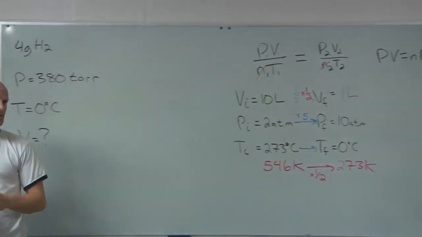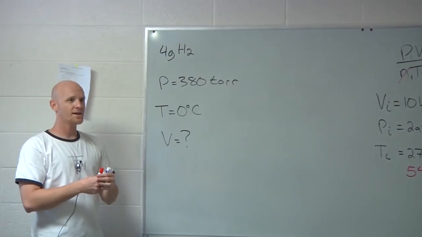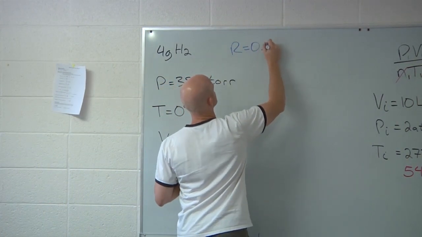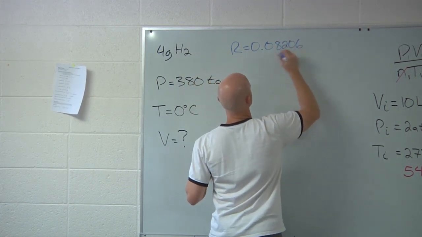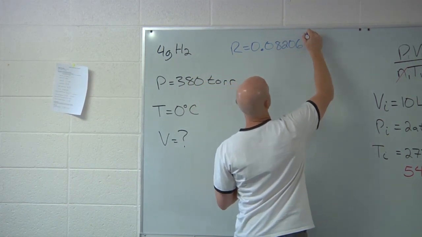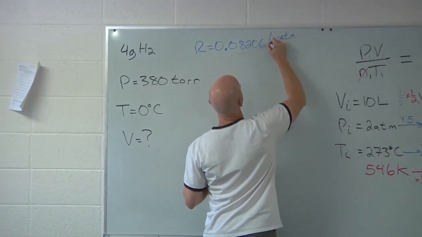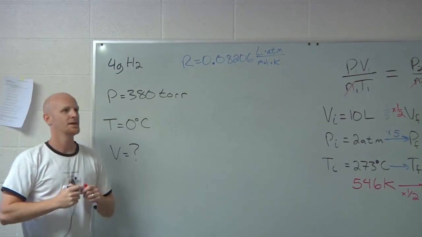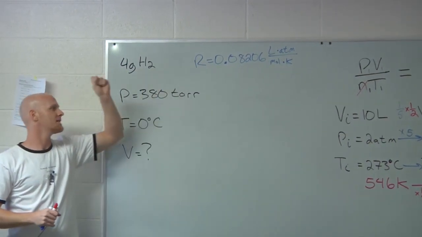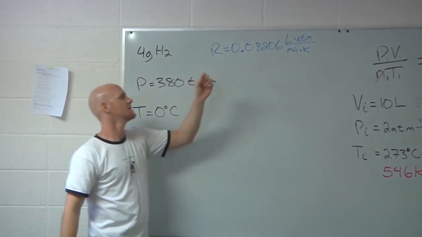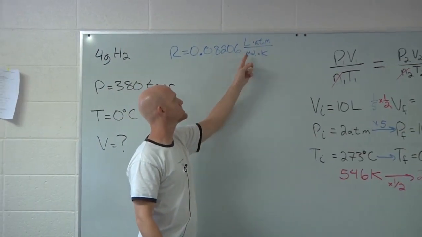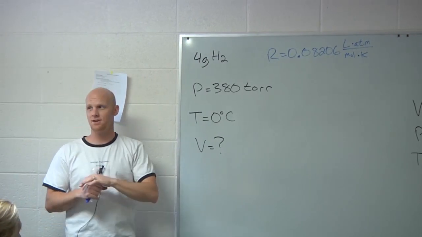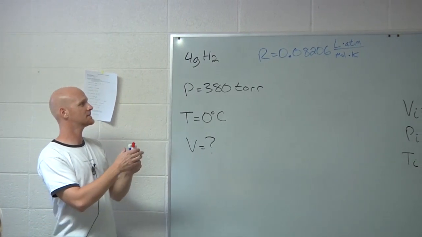Okay, now I got a problem here. What's R again? 0.08206 what? Liter atmospheres per mole Kelvin. And if I'm going to use that value of R, then I've got to get every one of these: pressure in atmospheres, volume in liters, moles of gas, and temperature in Kelvin. Am I ready to plug and chug yet? Cool, what do I got to do?